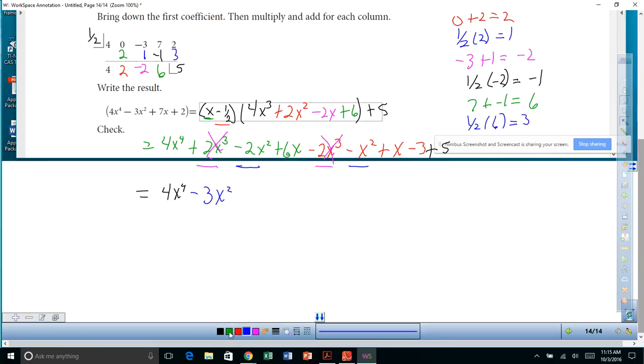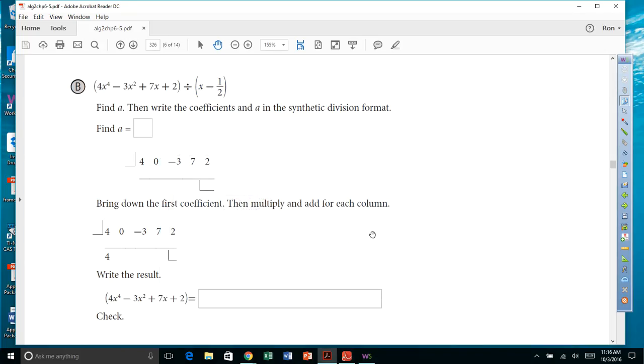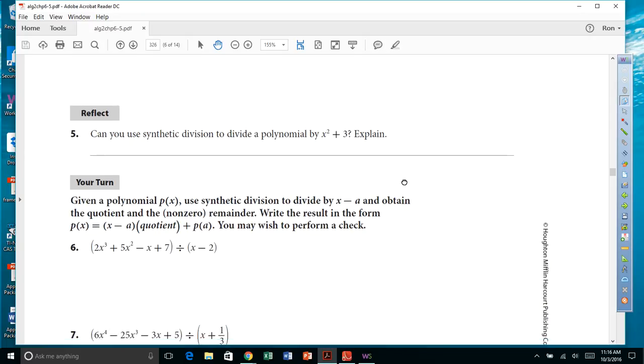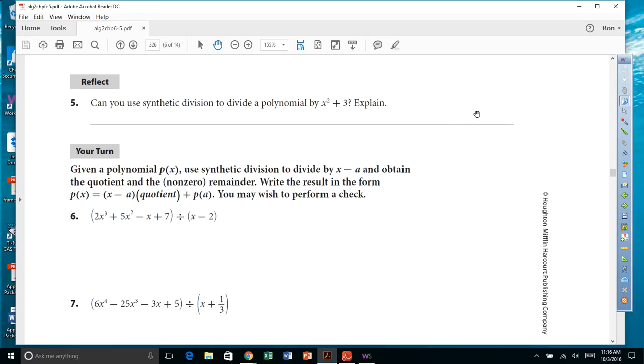And let's see here. You've got 6x here, plus 6x, plus x right there. So it's going to give you plus 7x. And then that's everything but minus 3 plus 5. That's going to give you plus 2. If you'll notice, these are both the same, so it worked. Good job. Can you use synthetic division to divide by a polynomial x squared plus 3?